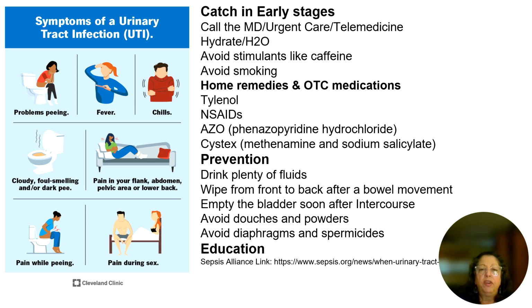Empty the bladder soon after intercourse to flush bacteria. And I know this is very strange to say, but when you get up after intercourse, go straight to the bathroom and empty your bladder. Avoid douches and powders because they do nothing but harm and irritate the urethra and the interior of the bladder. And diaphragms and spermicides for birth control are fine to use, but you need to make sure that you take them out and clean them properly.